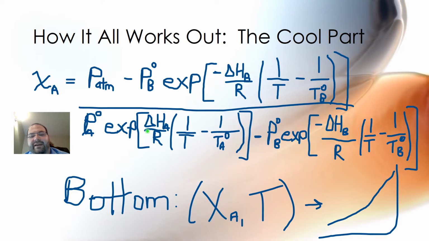And then we do the same for A down here, except we subtract what we had up here on the bottom to get that X sub A. And then we can plot the points if we have the data.